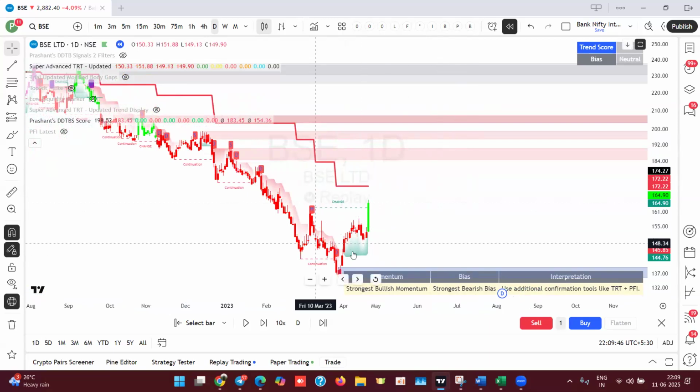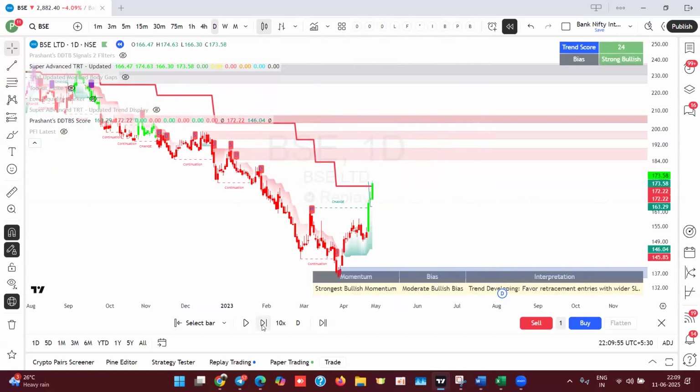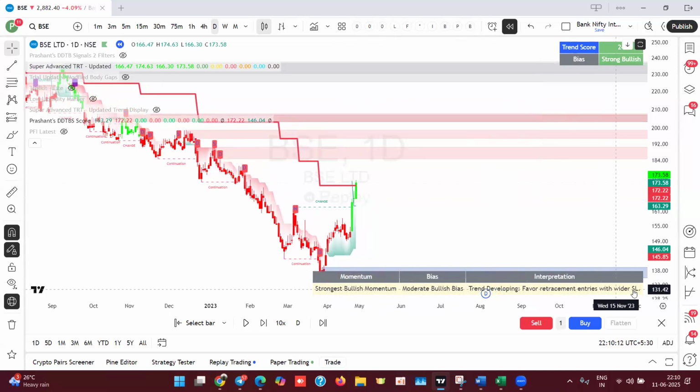Yes. Now see, momentum is on the upside. Momentum has started, but it is strongest bearish bias. Now bias was absent in the previous candle. What is seen here? See, moderate bullish bias. So bias has changed. Now it is moderate bullish bias and strongest bullish momentum. So trend is developing, it favors retracement entries with wider stop loss. So if you buy here, your stop loss will be below this.